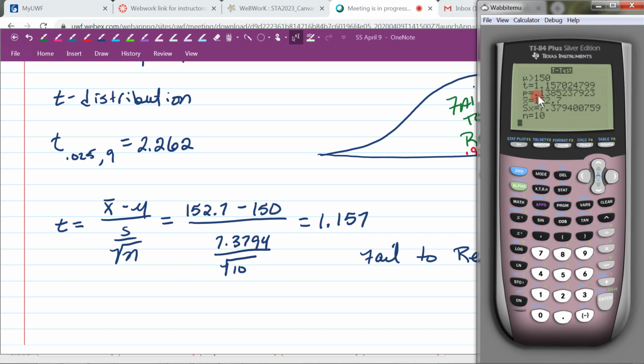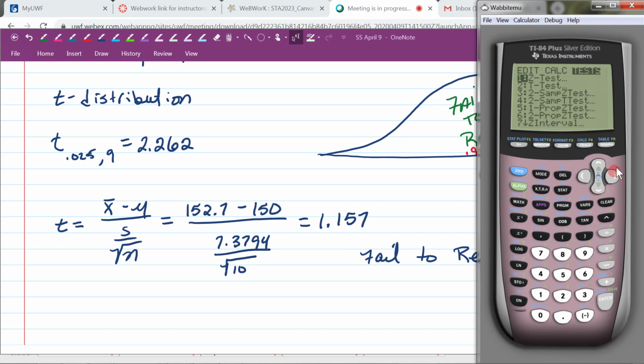So you could take your p-value and compare it to your alpha, and you can see that this is greater than your alpha, therefore you would fail the test, okay? If I was asking you to do a confidence interval on this same data set, it would look like this.